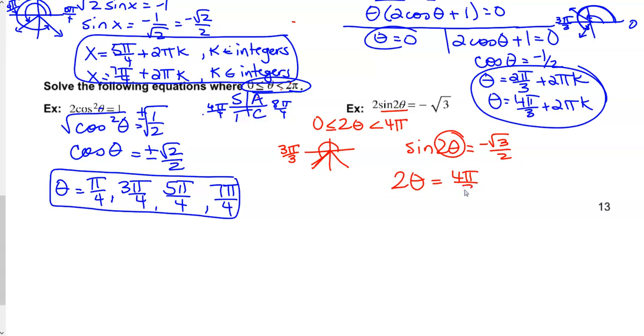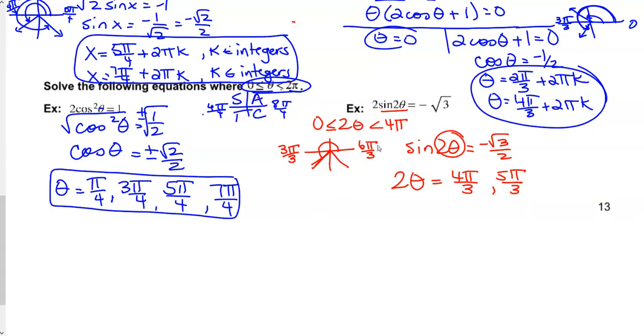All the way around would end up being 6 pi over 3. So I need to back it up and give me a 5 pi over 3. So those are in the first rotation around, but we have to go from 0 to 4 pi according to my domain here. So let's go all the way around one more time.